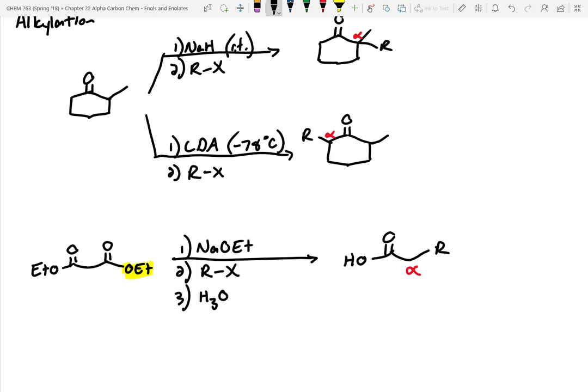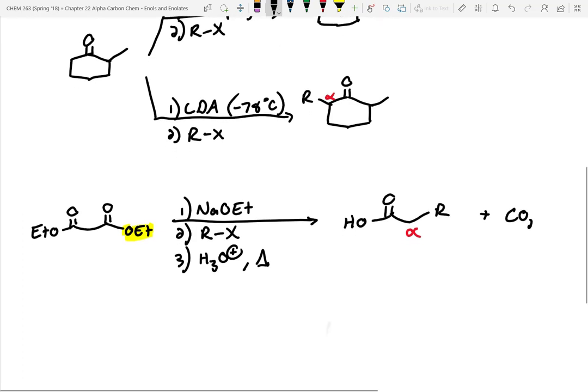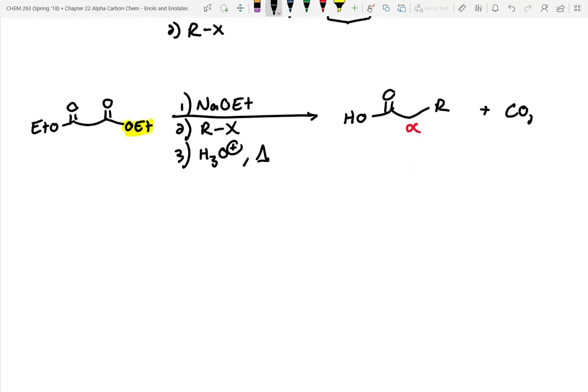I heard somebody say acid. That'll do the conversion to the carboxylic acid. What about the decarboxylation? Heat. So acid and heat for that last step will help. So when you do this, you blow off CO2. That's important to remember. All right, we saw a variant of this as well.